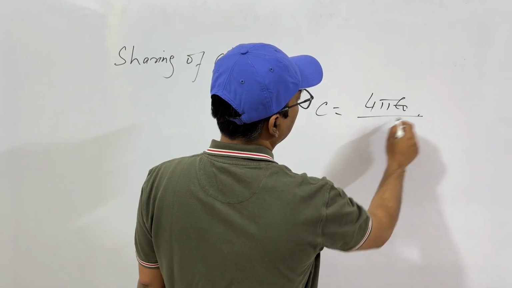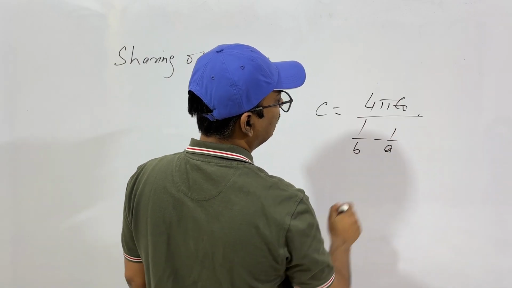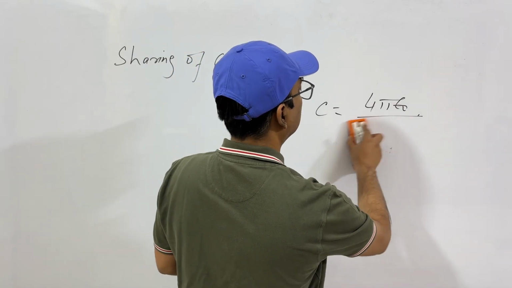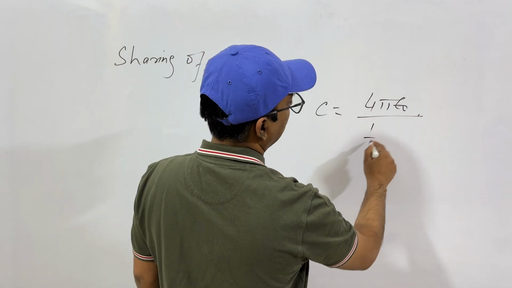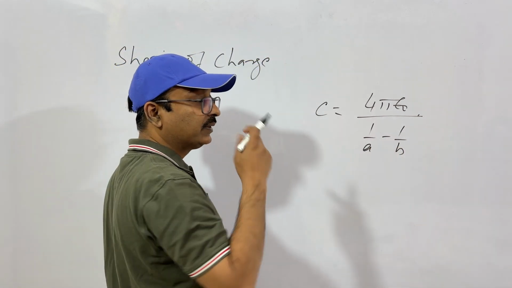0 by 1 by B minus 1 by A. No, sorry, A was the inner radius. So 1 by A minus 1 by B. This was the capacitance of a spherical capacitor.